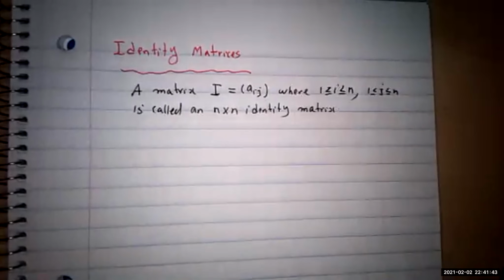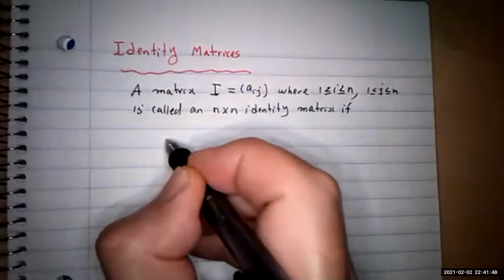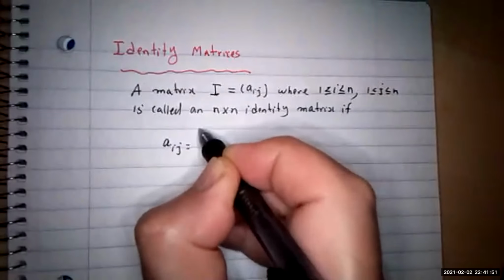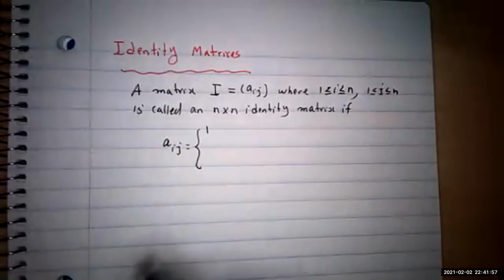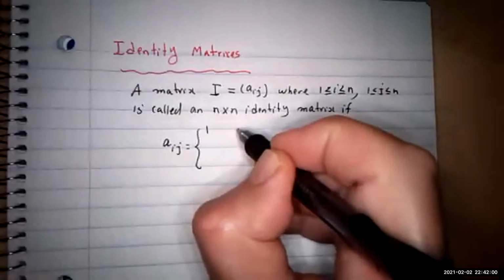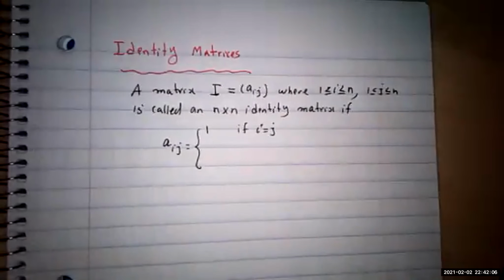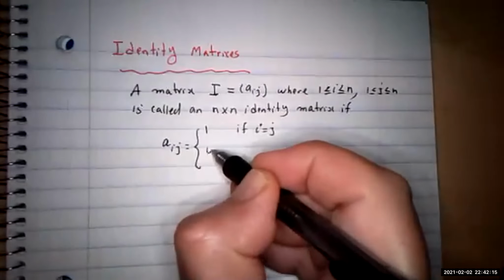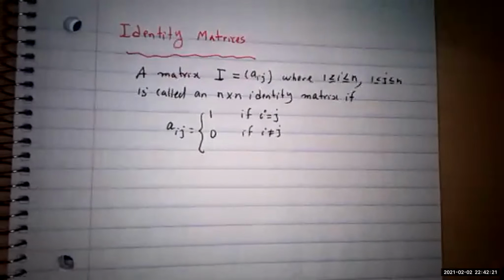So it's called an n by n identity matrix if, the way we define it, Aij is equal to 1 for the main diagonal, that is, if i is equal to j. So the entries A11, A22, A33, A44, etc. are 1. Everywhere else it is 0, if i is not equal to j.